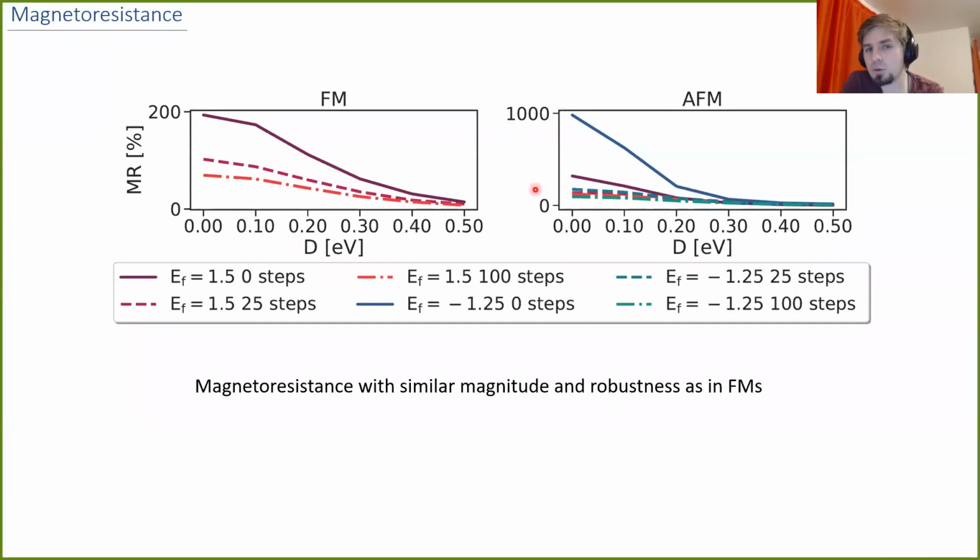See, these values are huge because we have metallic junctions. We would certainly not expect 1000% GMR. So this is of course unrealistic. But what we see is, again, that it survives even quite significant disorder and is comparable to the ferromagnets. So we believe the basic functionality should be there.